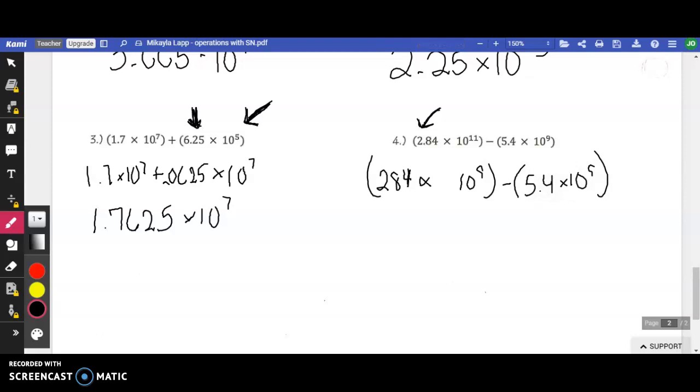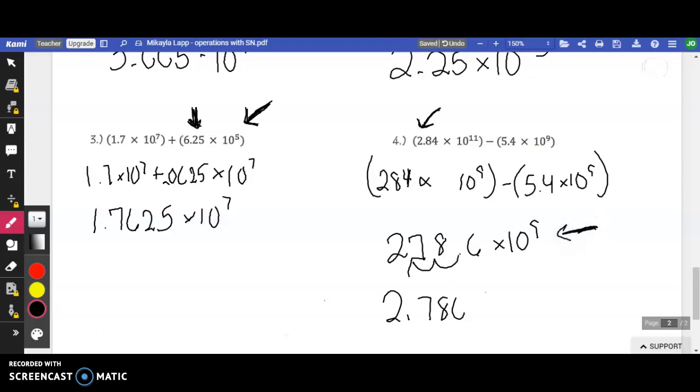You notice I've got the same 10 power, so I go ahead and I subtract. 284 minus 5.4 equals 278.6 times 10 to the 9th. We don't have the wrong answer here, we just don't have it in scientific notation. So I have to move this decimal twice to make it 2.786, but since I made this 2 10 powers smaller, I'm going to offset that by making this 2 10 powers larger, and this is times 10 to the 11th.